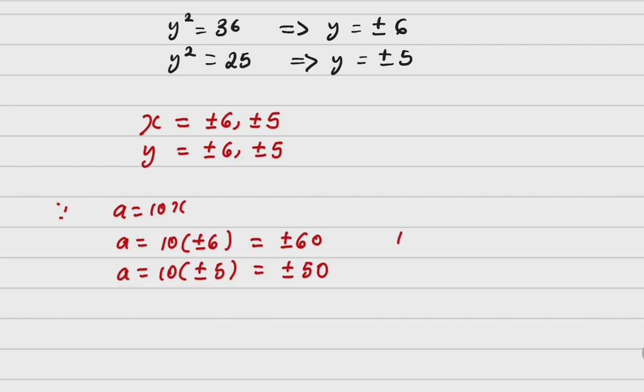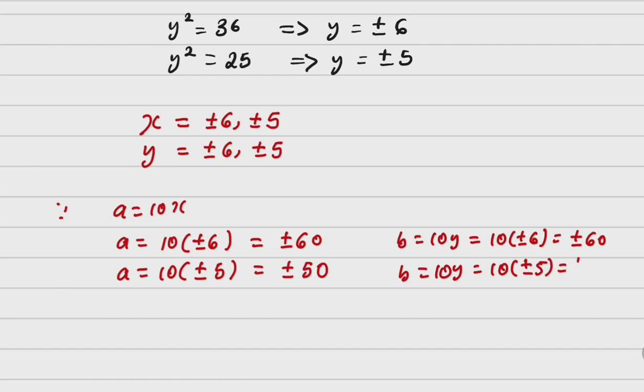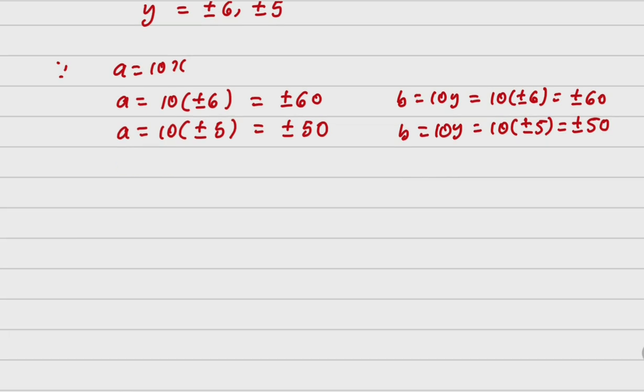Or we can have b is equals to 10y, which will now be 10 into plus minus 6, which is going to be plus minus 60. Or b is equals to 10y, which is 10 into plus minus 5, which is plus minus 50. Now, like I said earlier on, remember x and y, a and b are different, okay?